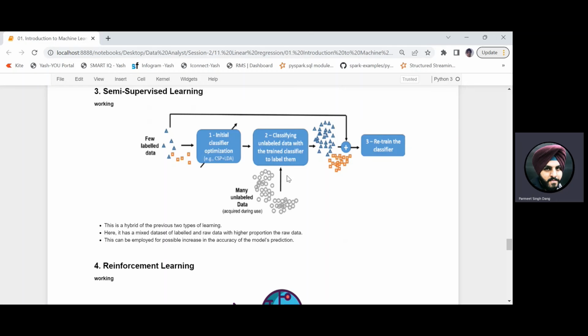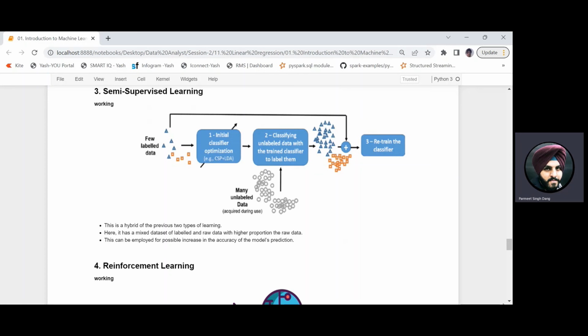Once I pass this unlabeled data to the unsupervised machine learning algorithm, it has given me two patterns. Now, what I can do is combine the labeled data and these two patterns that I got, and then feed it to the supervised machine learning model. And that's where the combination of the unsupervised and the supervised machine learning model is known as the semi-supervised machine learning model. So it has mixed data sets of the labeled and the raw data, with a higher proportion of the raw data.